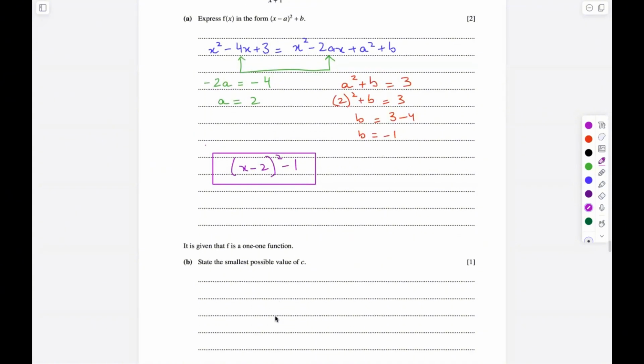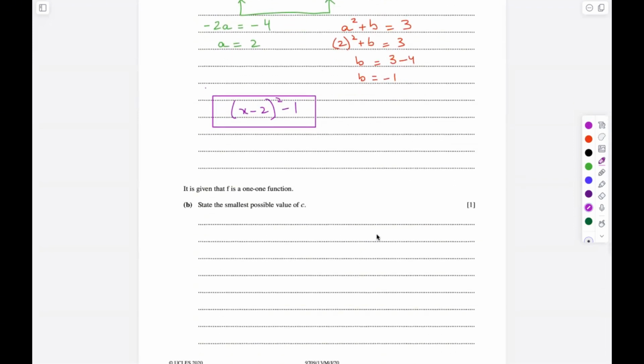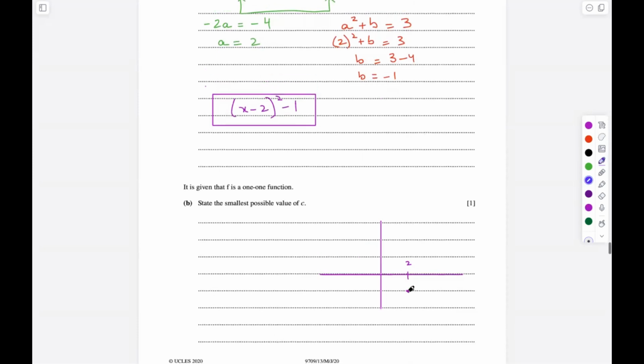In part B, it says it is given that f is a one-to-one function. We have to state the smallest possible value of c. Now, for a function to be one-to-one, it means that it can only have one value of x for one value of y. And from the previous part, we know that the turning point is at 2 and minus 1. We know that x is greater than c, so for it to be a one-to-one function, the quadratic graph must start from this point, and it will be like this. So the smallest possible value will be x equals 2, or we can write c equals 2.